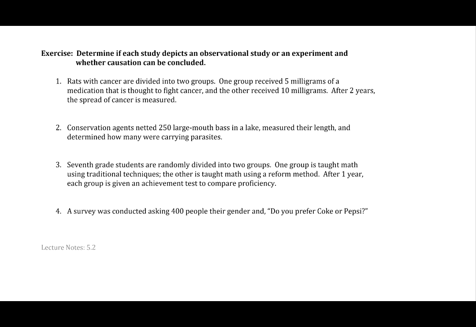Number 1 says rats with cancer are divided into two groups. One group receives 5 milligrams of a medication that is thought to fight cancer, and the other received 10 milligrams. After 2 years, the spread of cancer is measured. So notice that we applied a treatment. We did something. They gave 5 milligrams to one group of rats, gave 10 milligrams of the medication to the other group of rats. They did something and then measured the results. So this is an experiment.